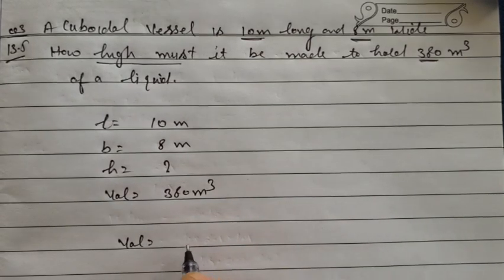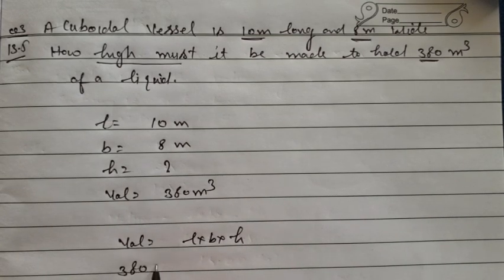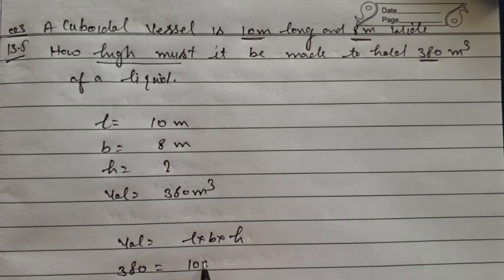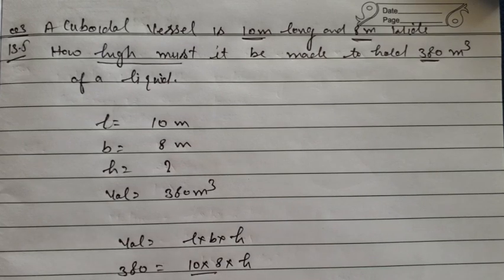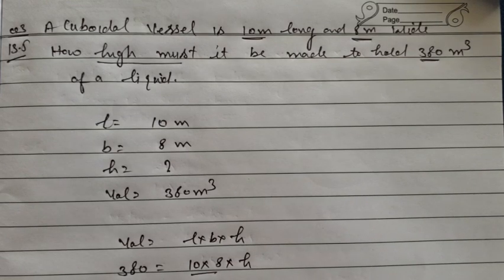So we know that volume is equal to length into breadth into height. So volume is equal to 380, length 10 and breadth 8 into height. So we have to find the height. So we shift this to this side, it will divide the volume. So height is equal to 380 upon 80. So 0 is cancelled with 0, and remaining, if we divide 38 by 8, that is 4.75 meter. So height of that vessel is 4.75 meter.